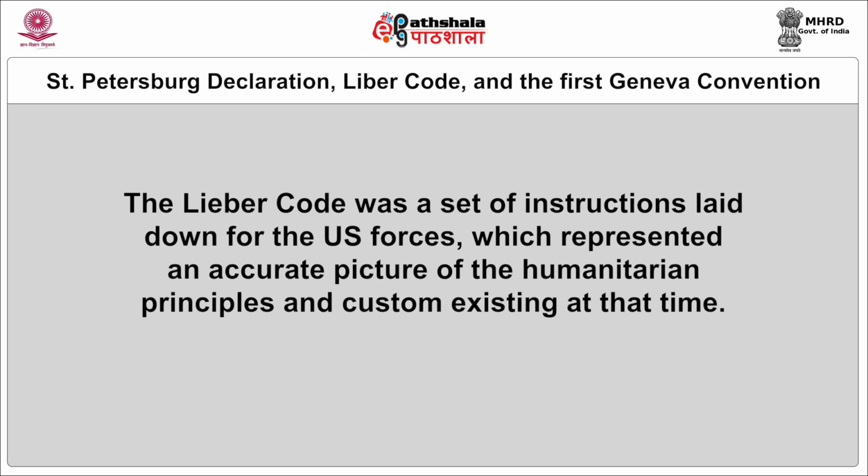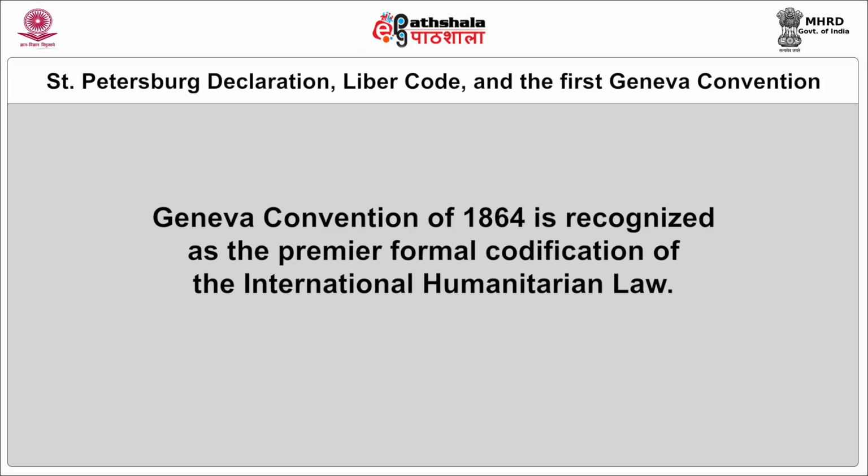The Lieber Code was a set of instructions laid down for the US forces, which represented an accurate picture of the humanitarian principles and customs existing at that time. Some of the key features of the Lieber Code involve principles of humanity and military necessity at the time of war. However, the Geneva Convention of 1864 is recognized as the premier formal codification of international humanitarian law.